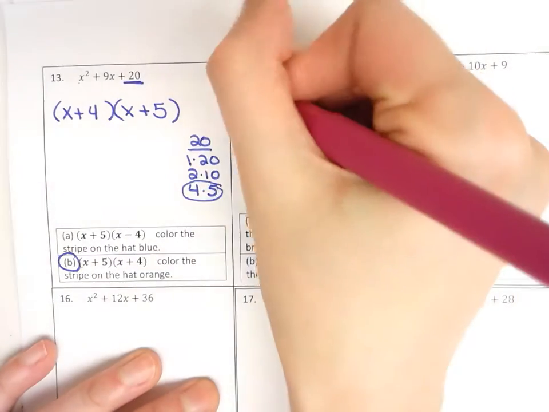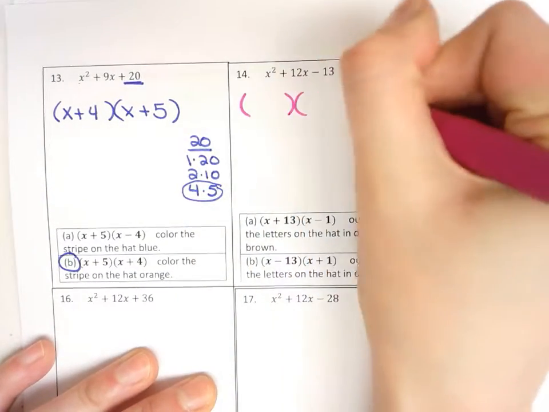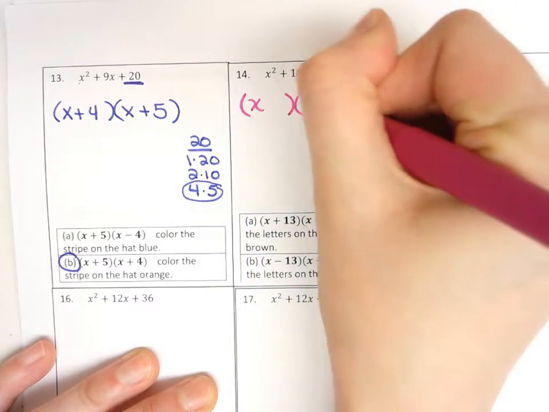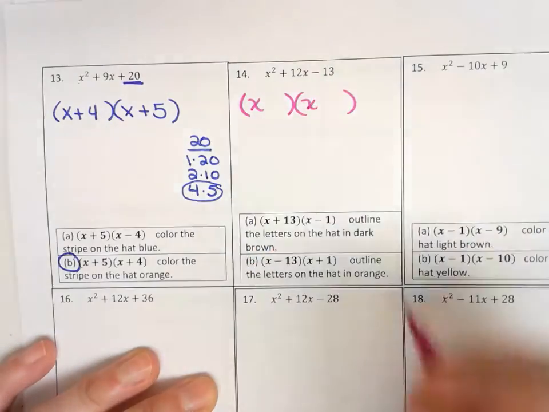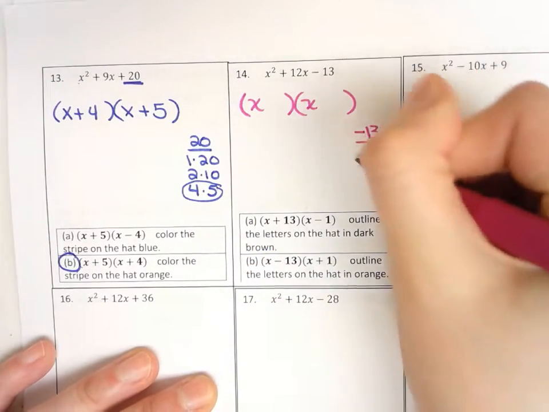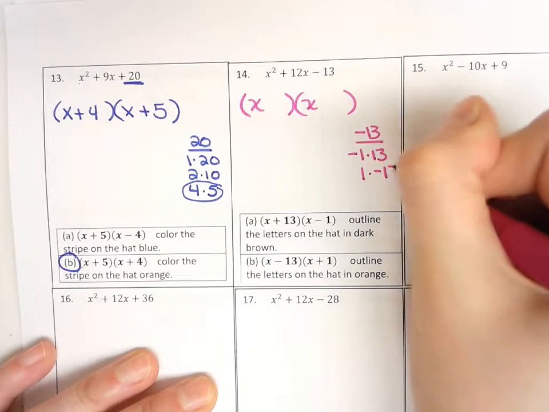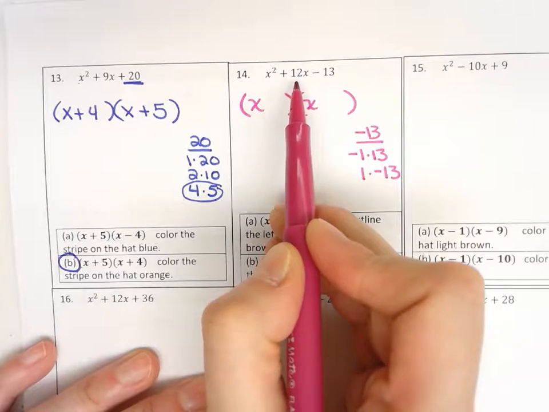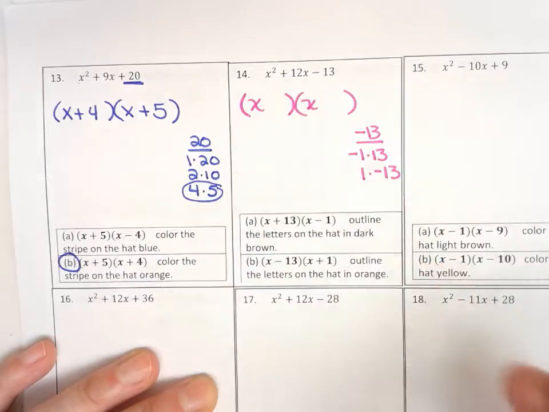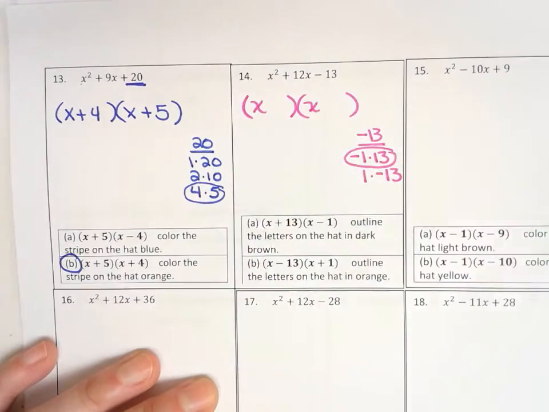Okay. Number 14, same idea. This is x squared, so I can go ahead and put my 2 parentheses with my x's right here. And I've got negative 13 as my constant, which could be negative 1 times 13 or 1 times negative 13. But I've got to pick the pair that adds to give me the positive 12. So I need negative 1 and positive 13.